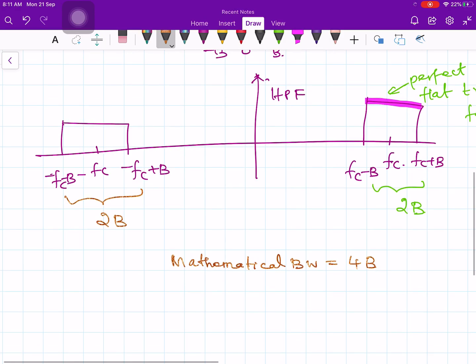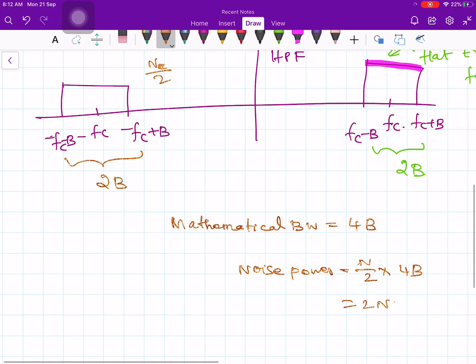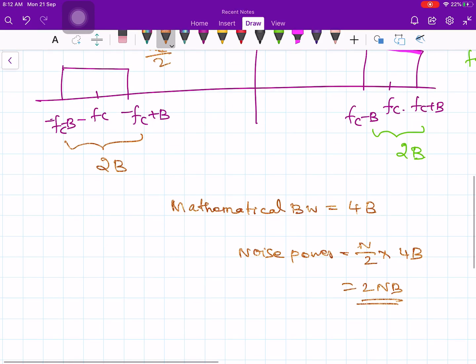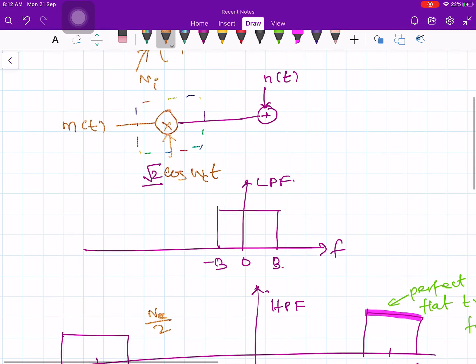So what is the noise power? The bandwidth is multiplied by the power spectral density of the noise. The height will be N0 by 2, let's say N by 2. So N by 2 times 4B, therefore this is 2 times N B. So this is my noise power. Please remember, the only effect in the channel that we will consider now is the addition of noise. That is why I put an addition symbol here. So we assumed that the channel is an ideal band pass filter.